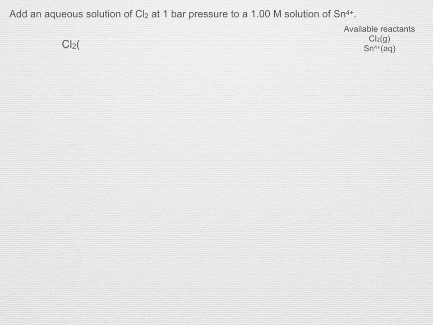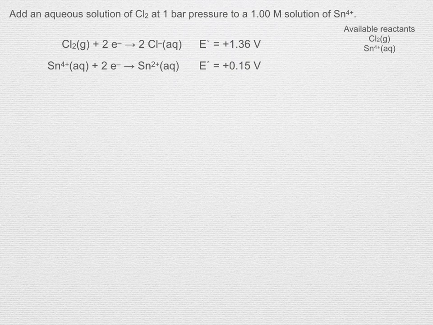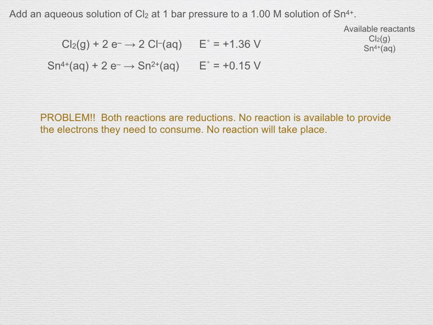And finally, here we bubble chlorine gas at 1 bar pressure through a solution of tin 4+. Here are the reactants and the equations. But there is a problem. The reactants are both already on the reactant side. They are both reductions. There is no oxidation to couple to. There is no reaction.